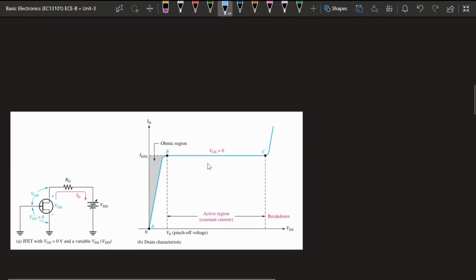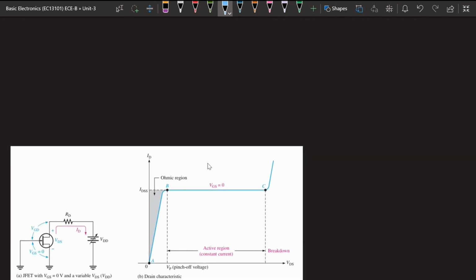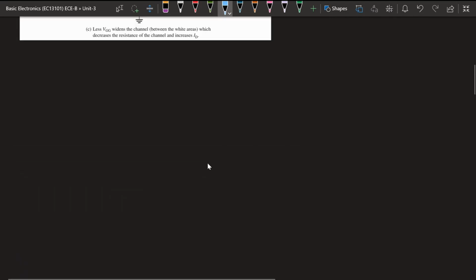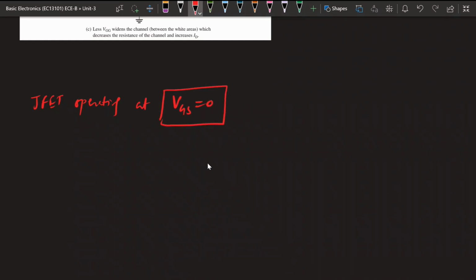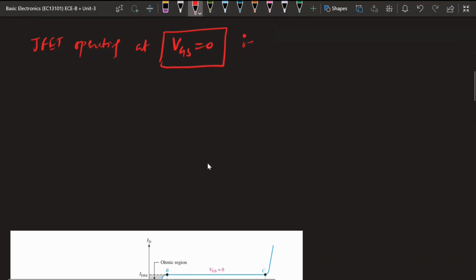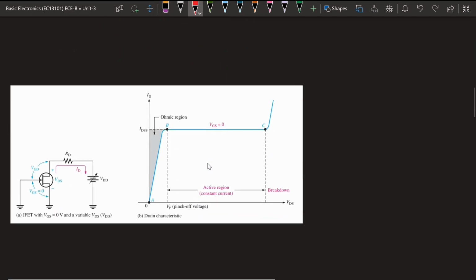Okay, so next we will see if we are going to operate the JFET operating at VGS equals 0. So if VGS equals 0, at that time how this JFET will be behaving, we will see that. So if we are considering VGS equals 0, that means whatever gate to source voltage we have applied, that is 0 across the gate to source terminal. So this will be the setup.